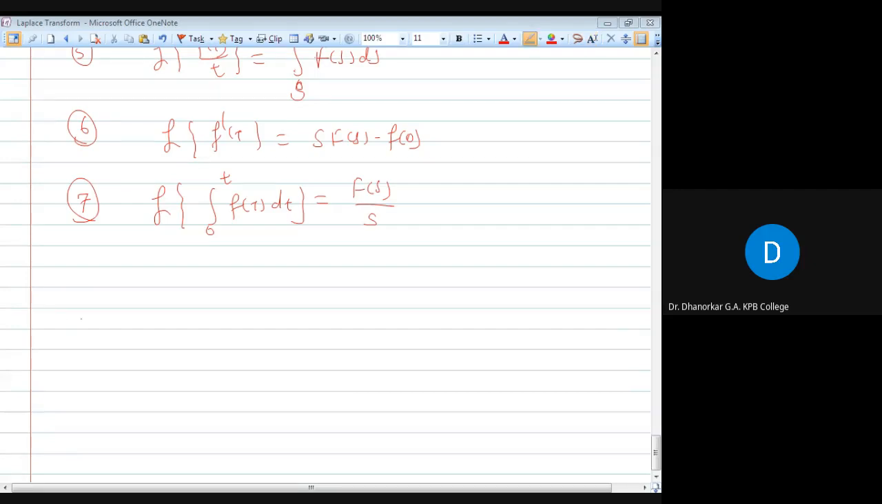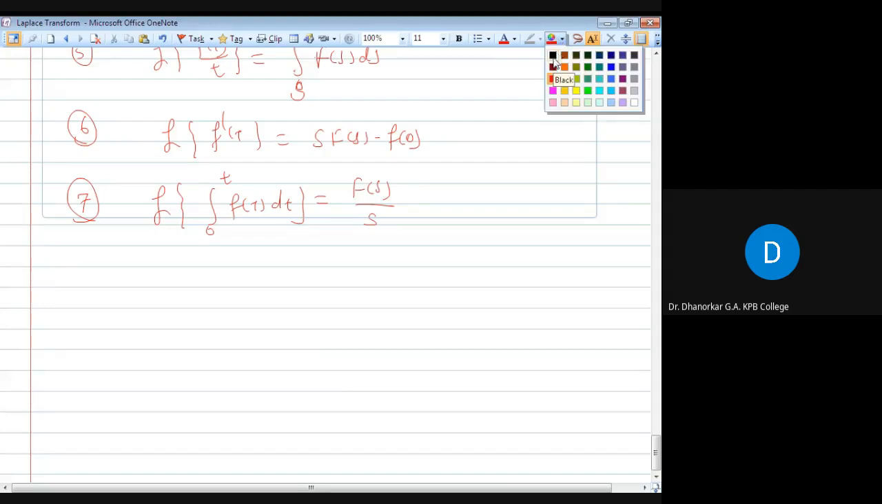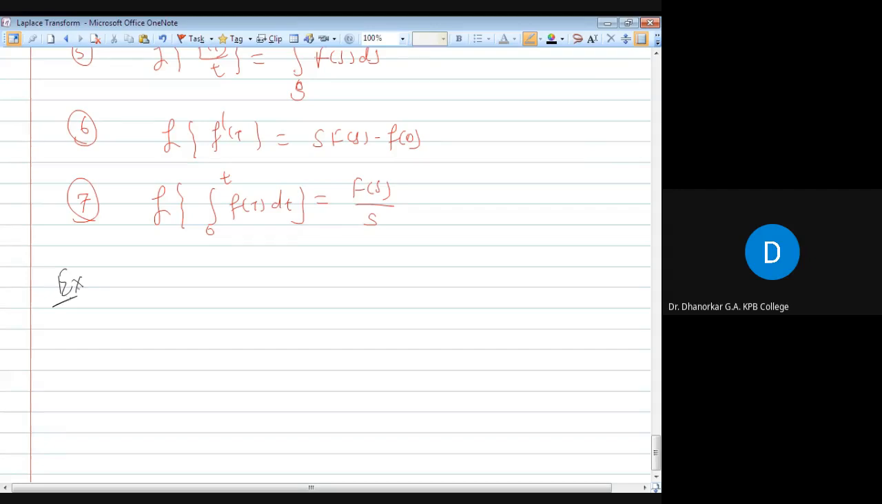Examples. I will write a heading. Find the Laplace transform of the following. Number one: t into sine 3t. We have to find the Laplace transform of t into sine 3t.